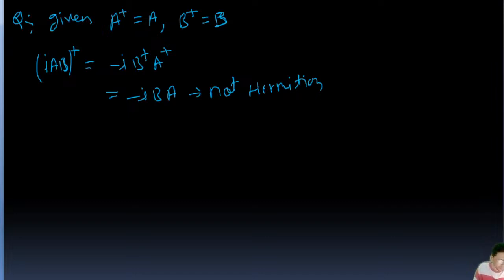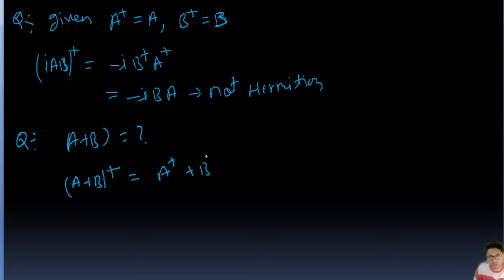Next question. There is A plus B. We have to check whether A plus B is Hermitian or not Hermitian. So we will check (A plus B) dagger, and this is going to be A dagger plus B dagger, right? And this means A plus B. So we can see (A plus B) dagger equals A plus B. This means A plus B is a Hermitian matrix.